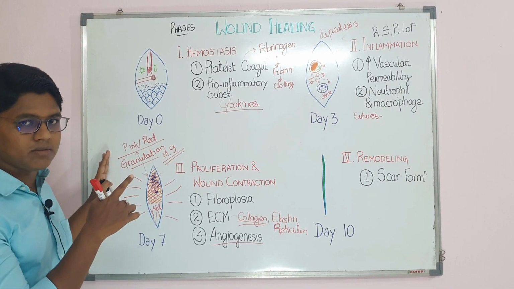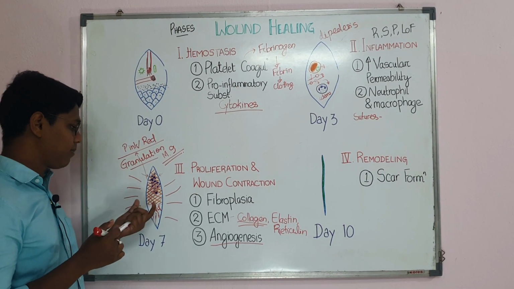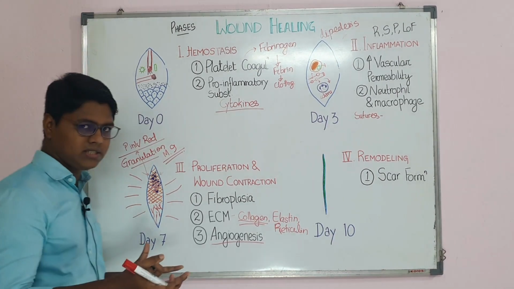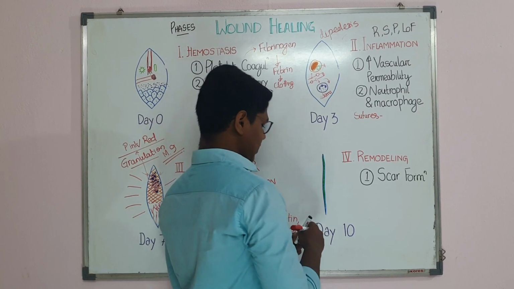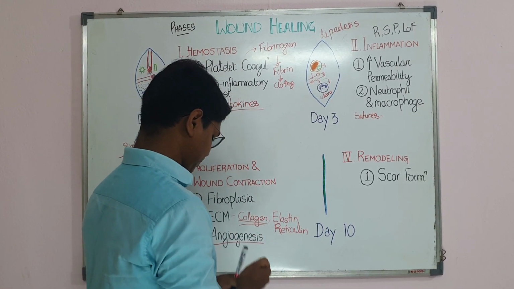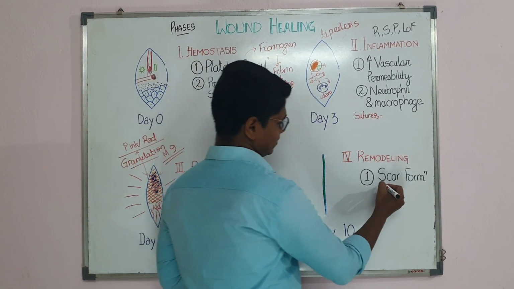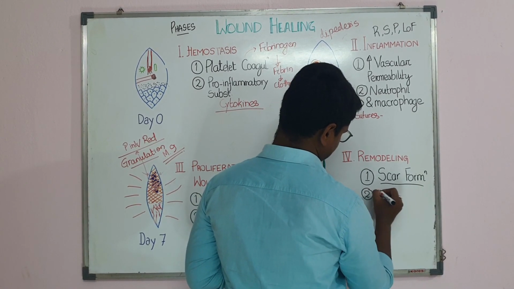Remember the granulating wound and the ulcerating wound. If you find the pink red mass or pink red tissue, that is granulation tissue, which has the tendency to heal. The last one is remodeling. Remodeling is nothing but formation of the scar tissue, and also the re-epithelialization.